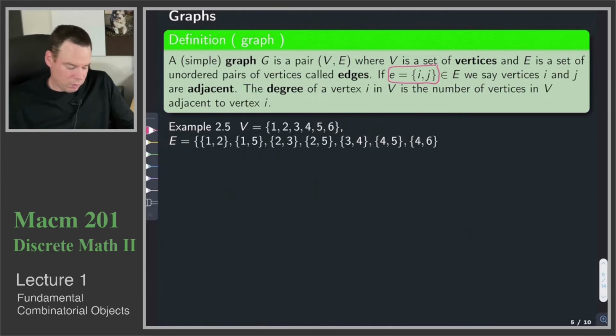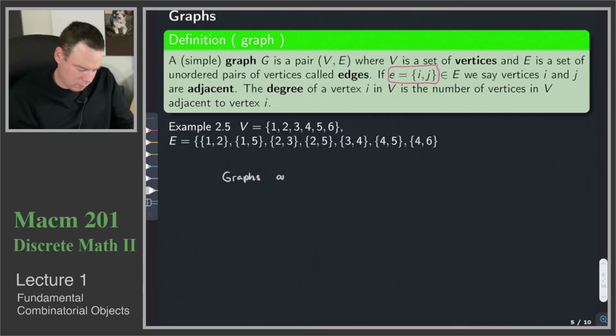So here's a graph. Now if you've been a little bit familiar with graph theory before, you're probably thinking, that's not how I usually visualize graphs. And it's not, but this is from the definition. A graph consists of two sets. It's a set V of vertices, which I've listed there, and a set E of edges. So graphs are often given by diagrams.